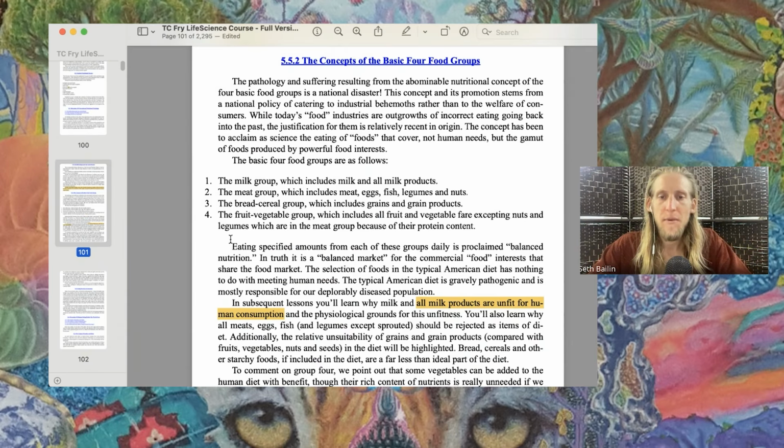So eating specified amounts from each of these daily groups is proclaimed balanced nutrition. In truth, it is a balanced market for the commercial food interests. So one of the reasons they're pushing all this meat, dairy, and eggs is because of the corporate interests. The people working in the big meat, big dairy lobbies, they made sure that this food gets promoted.